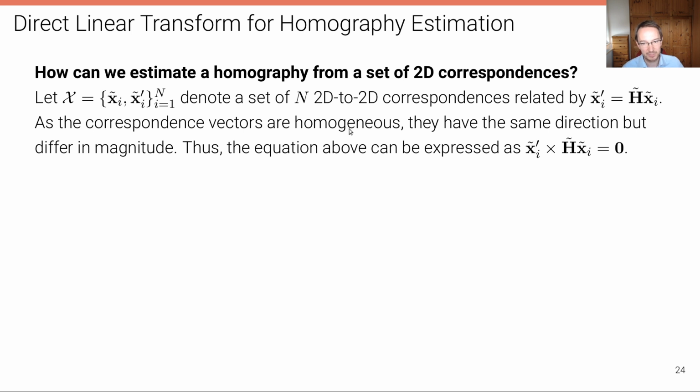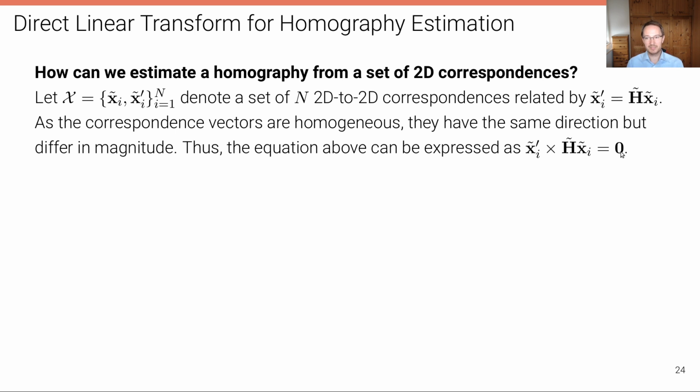As the correspondence vectors are homogeneous, they have the same direction, but they differ in magnitude. Right? So we have represented this equation here in homogeneous coordinates. Now, in order to solve it, we cannot just set the left side equal to the right side and solve for this, because there is more flexibility in it. We have to account for this flexibility. And the simplest thing we can do is to rewrite this equation as the cross product between the transformed point and the point before the transformation multiplied with the transformation matrix. And that must be equal to 0.